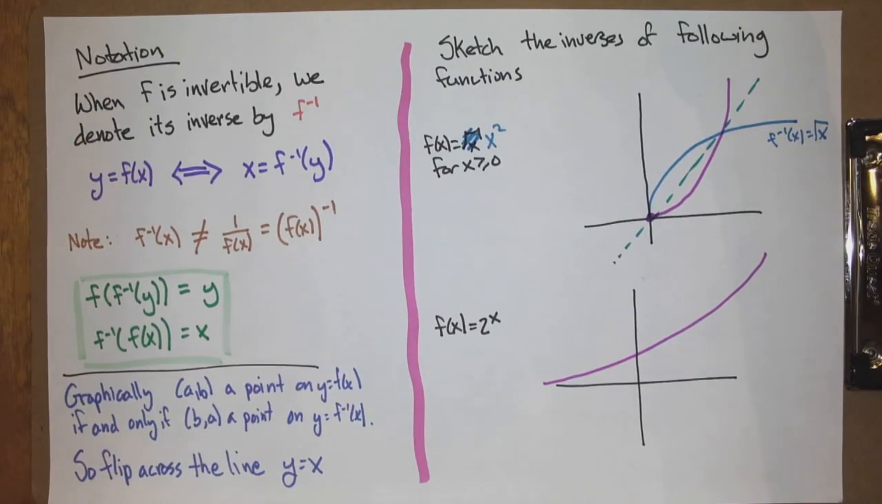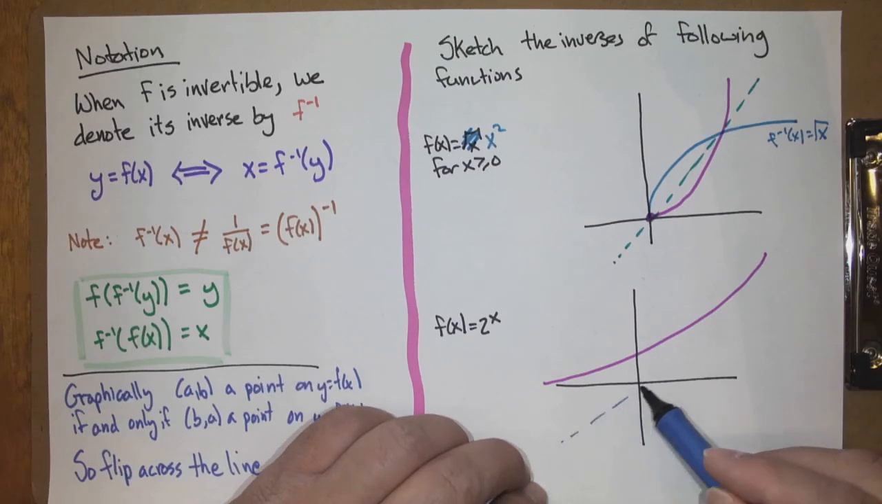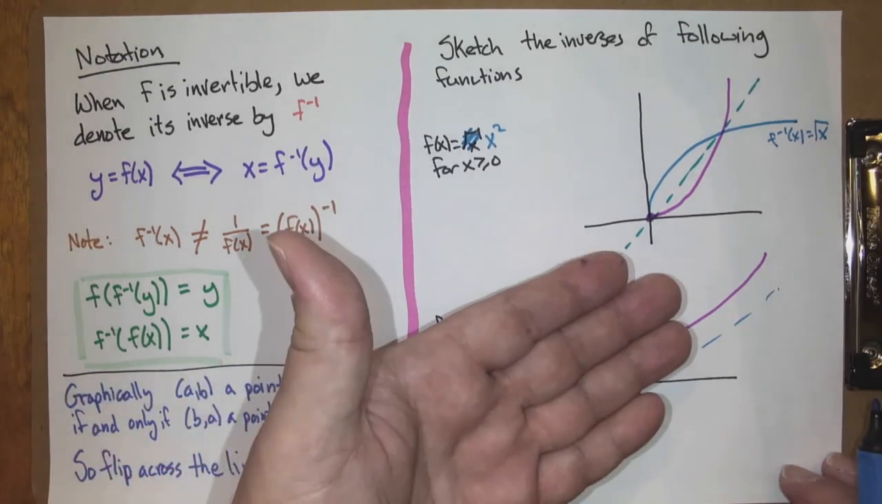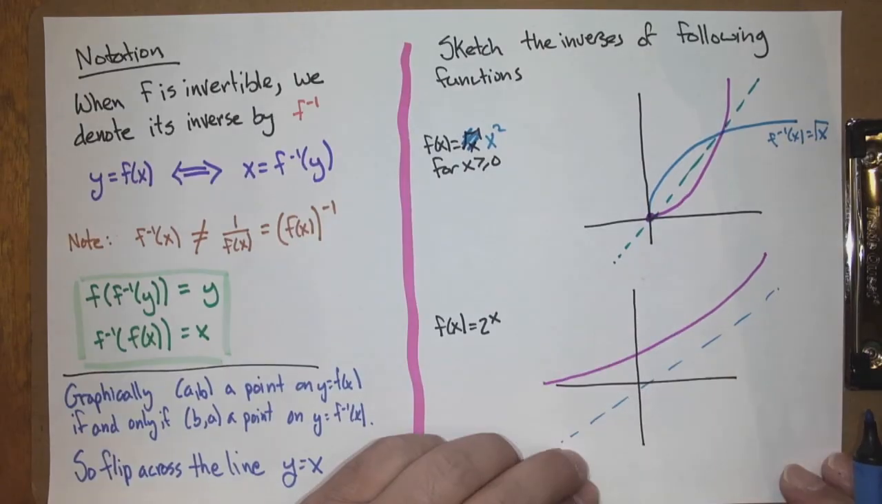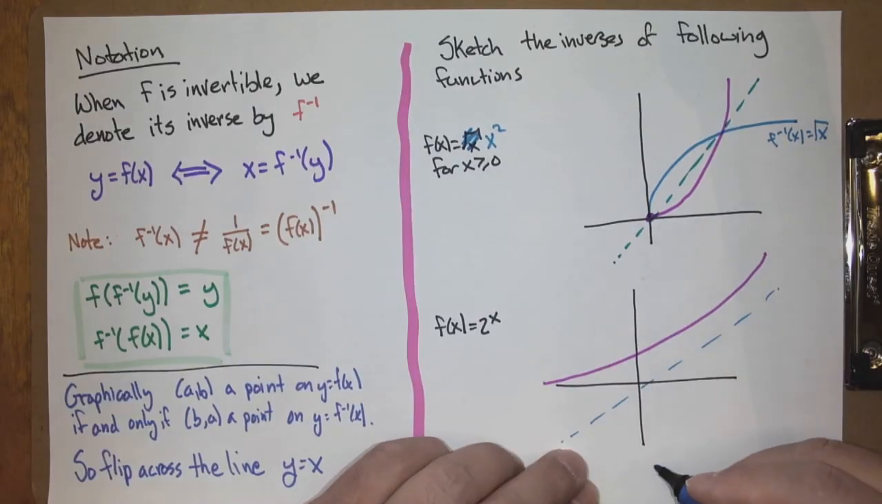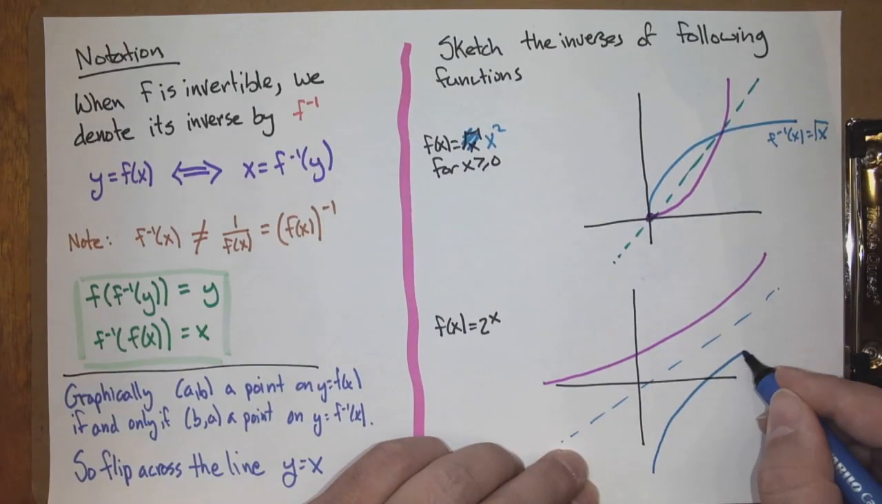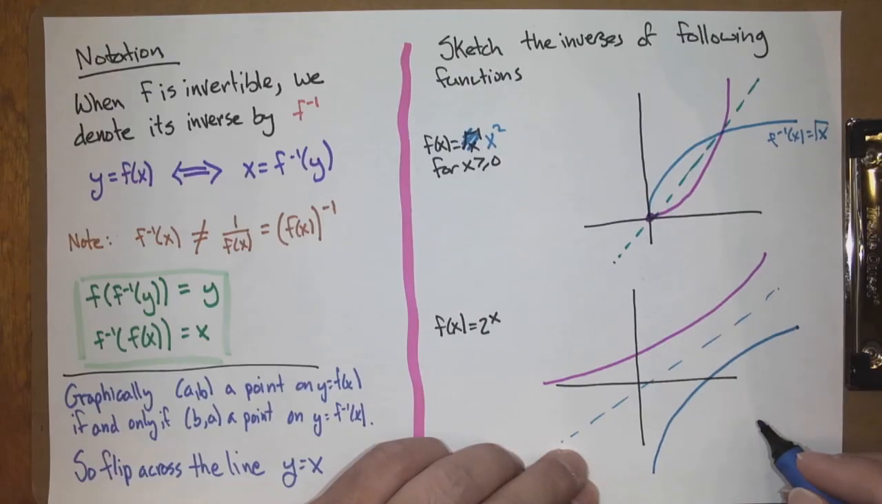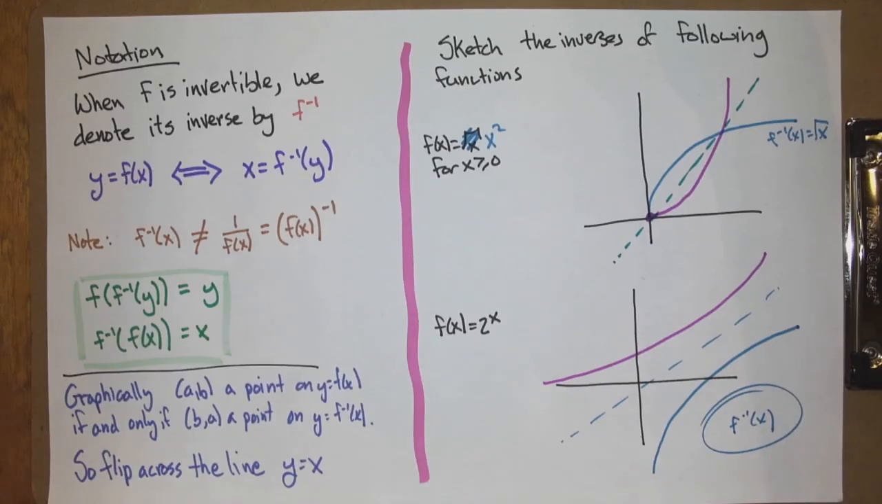Now, 2 to the x, unfortunately, I drew this a little bit off. But what happens? Well, again, you pick it up, and you turn it over and put it down, and you get a function that looks like this. So this is f inverse of x. And this is our goal of what we want to talk about.